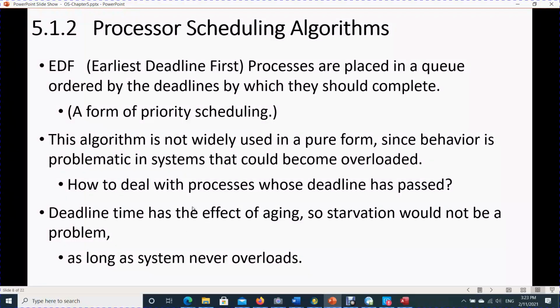The system does have a built-in aging effect. The closer a process gets to its deadline, the higher its priority. So, as long as you don't overload the system, starvation simply isn't going to happen.